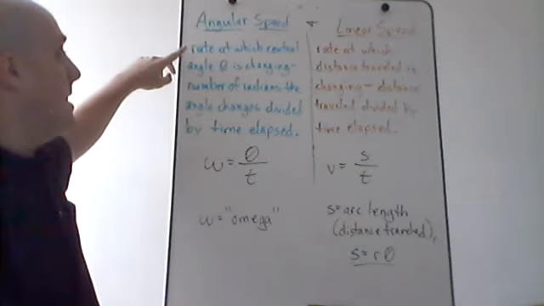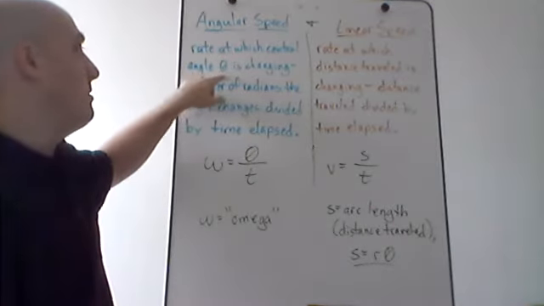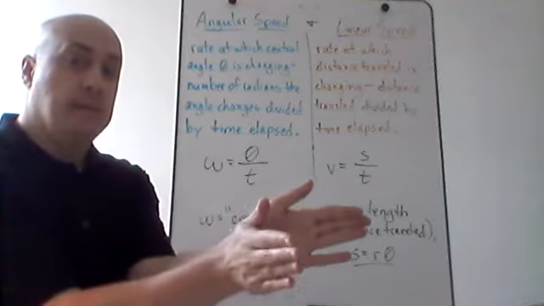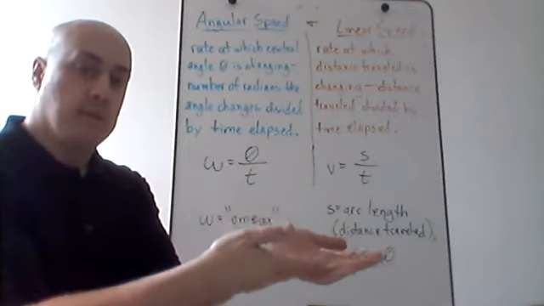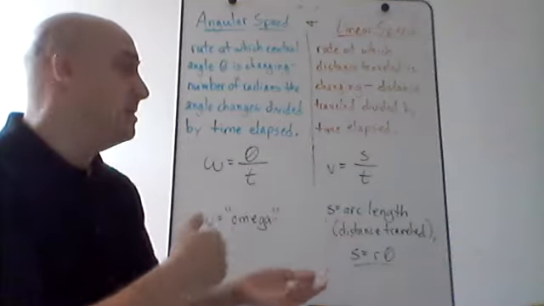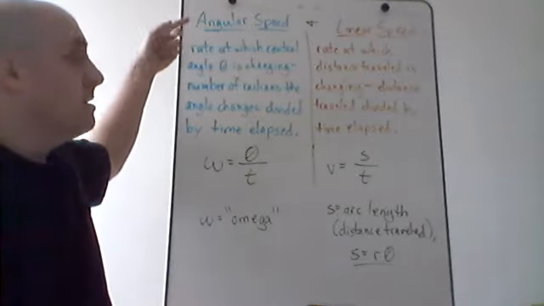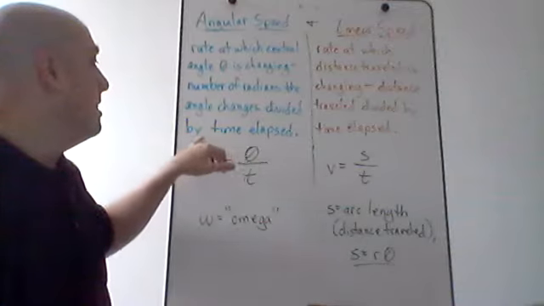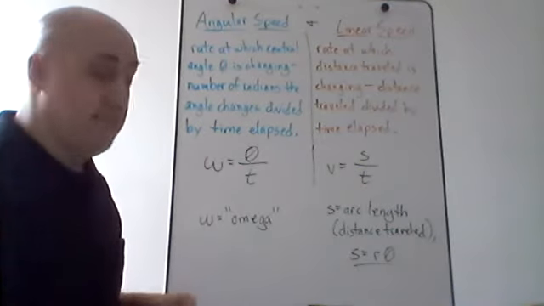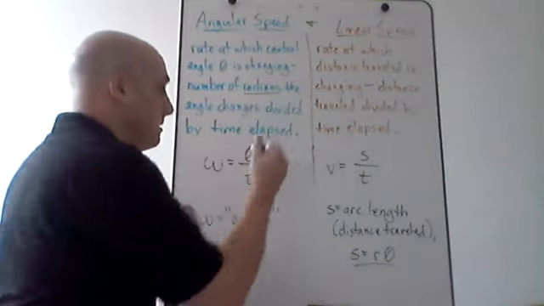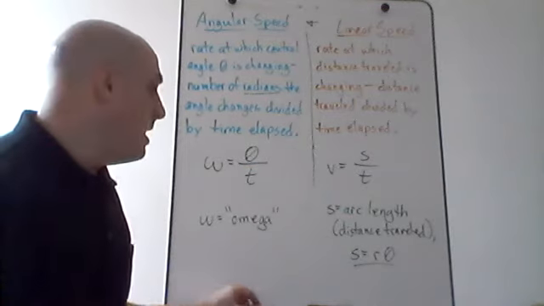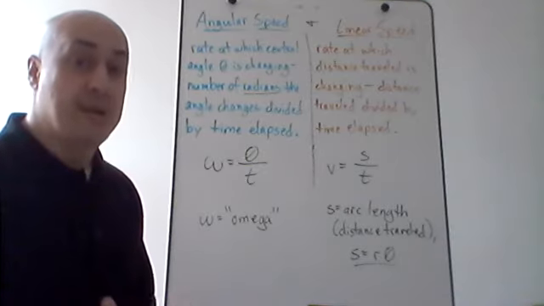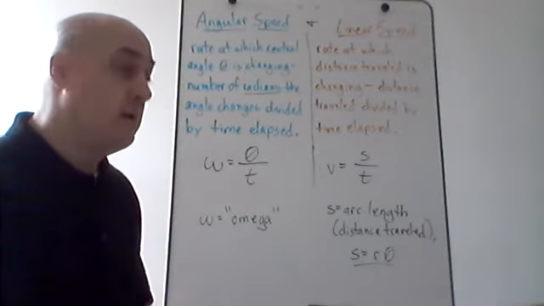All right, so the angular speed is the rate at which the central angle theta is changing. When something's spinning around, it's rotating at a certain speed. The rate that angle is changing as it spins around is what we call the angular speed. So to find the angular speed, it's the number of radians the angle is changing divided by the time elapsed. Very important here, number of radians, not degrees. So if we are trying to find angular speed, and also for linear speed, our angles have to be measured in radians in order for these formulas to work out.